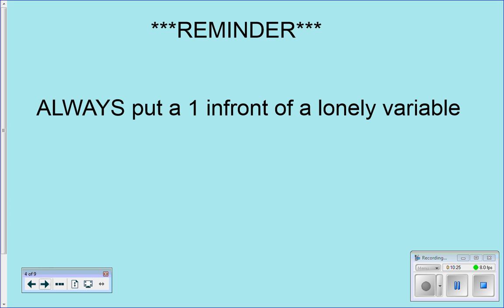Reminder, always put a 1 in front of the variable. Don't forget that. You can write it if you want. If you can remember it, fine, but today it's a big deal. So you have to make sure anytime you have a lonely variable, a 1 has to go in front of it. Otherwise, you're going to forget about something in the problem. Trust me.